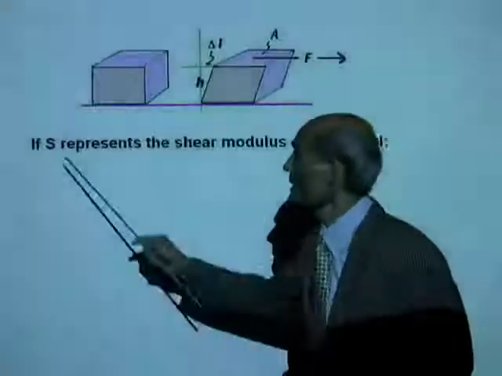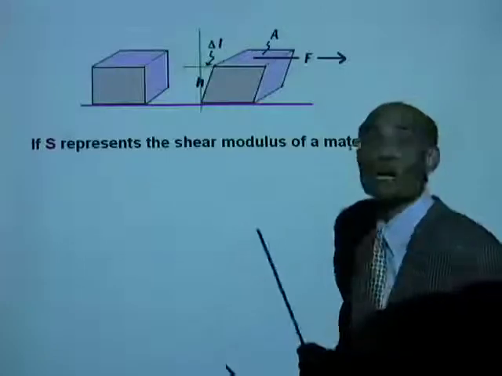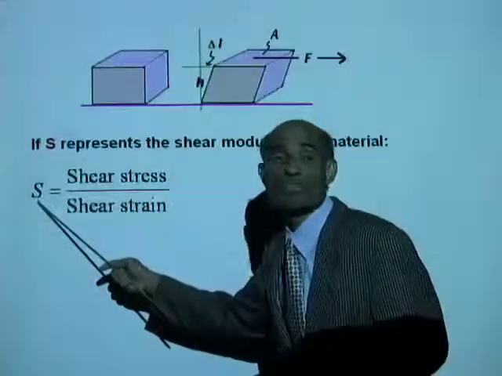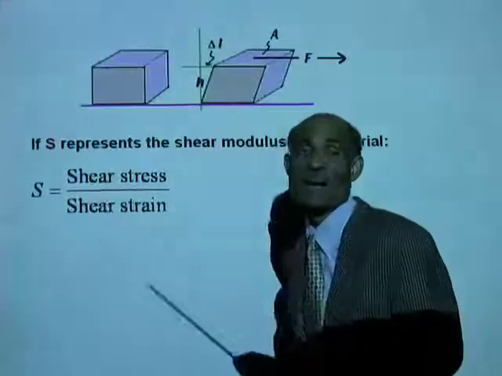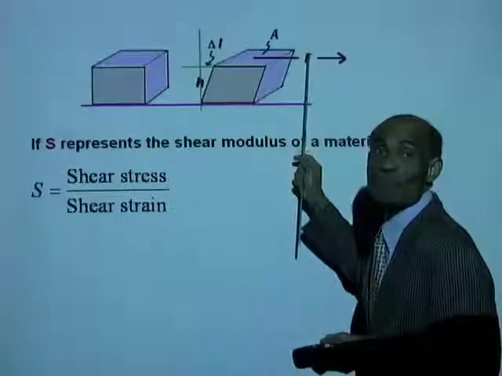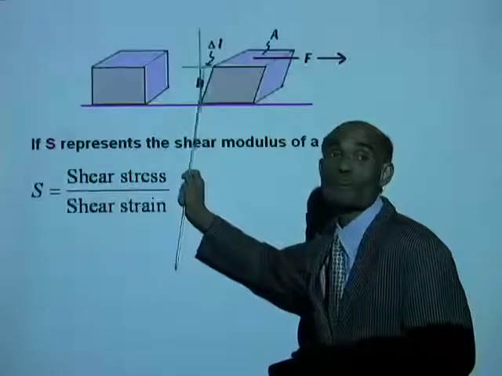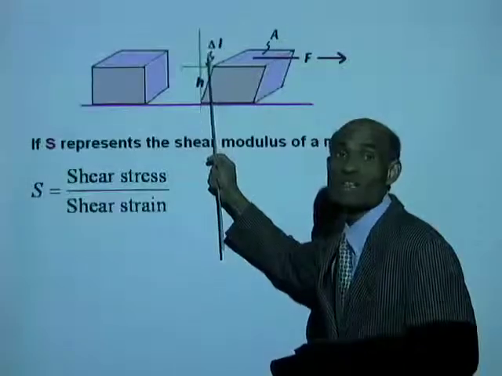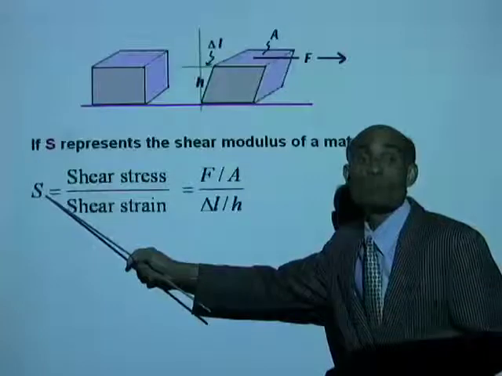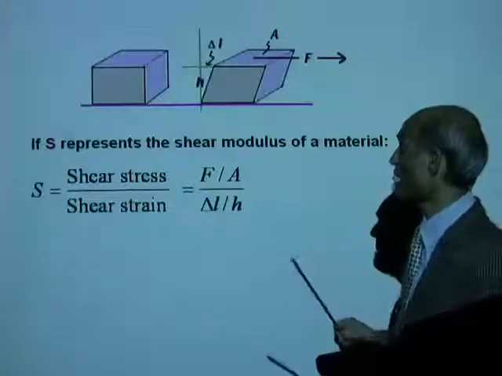Okay. We represent the shear modulus by S. S represents the shear modulus of the material, not the shear stress, shear modulus. So, shear modulus equals shear stress divided by the shear strain. And what is the shear stress in this case? It will be F divided by A, and the shear strain is the tangent of the angle of deformation, which is delta L divided by h. So that will be S, the shear modulus, is F over A divided by delta L divided by h.